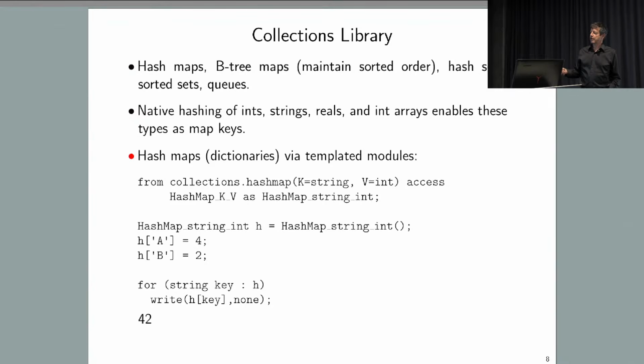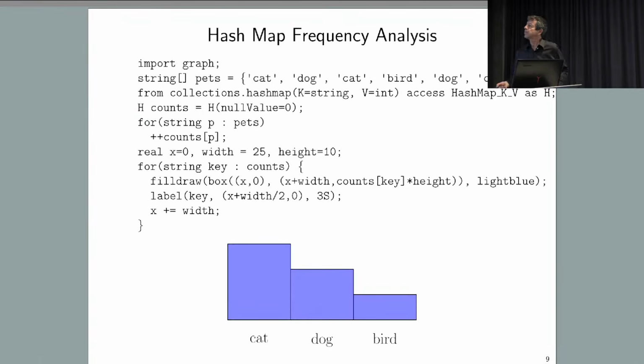And so the instance of that type we're going to use is little h. And then it's like a dictionary. We can assign various strings, we can assign some integers, 4 and 2, and then we can write them out and we get 42. Okay, so another example, you might be doing a frequency analysis on pets, to see which are the most common pets.